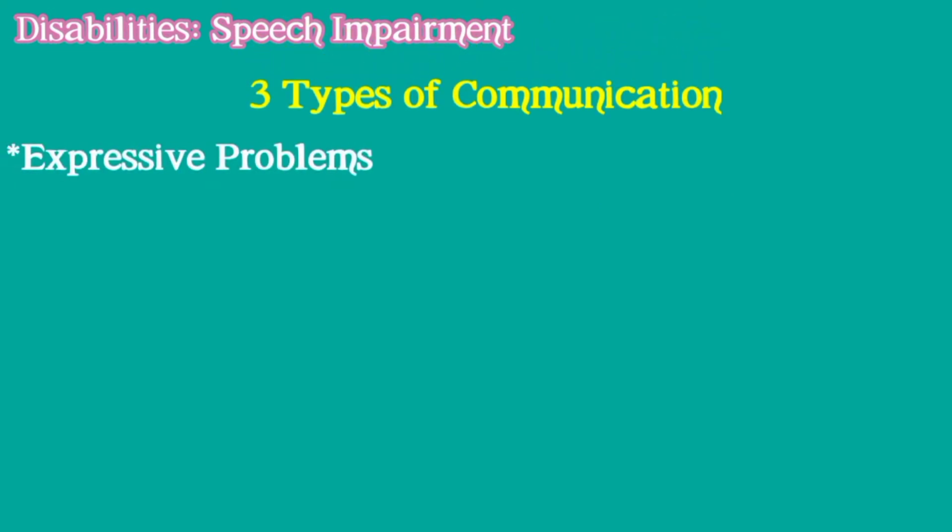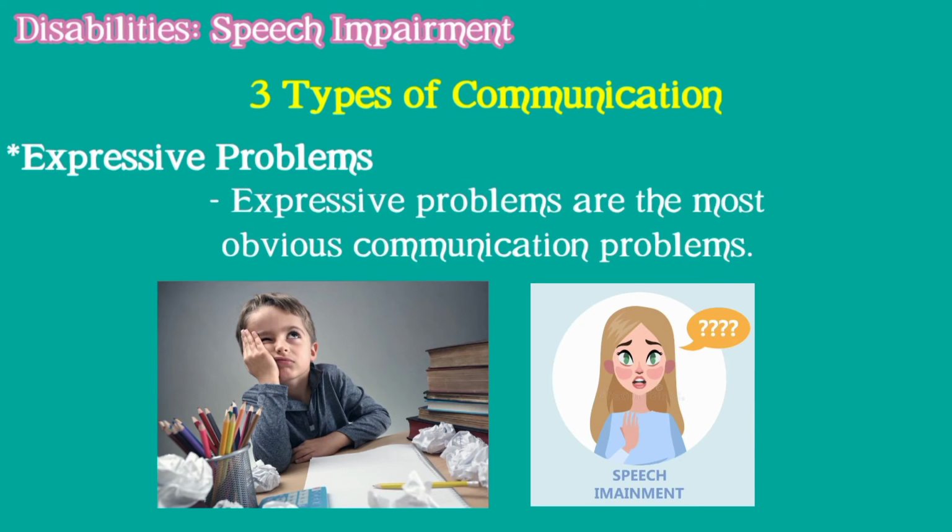First is the expressive problems. Expressive problems are the most obvious communication problems. Children may be unable to sequence sentences properly, so they use incorrect words or grammar, or just speak in one-word sentences. Children may have articulation problems where they cannot physically produce certain sounds or words, or where they stutter. Some children speak too softly or too loud, and others speak in a monotone without using expression.